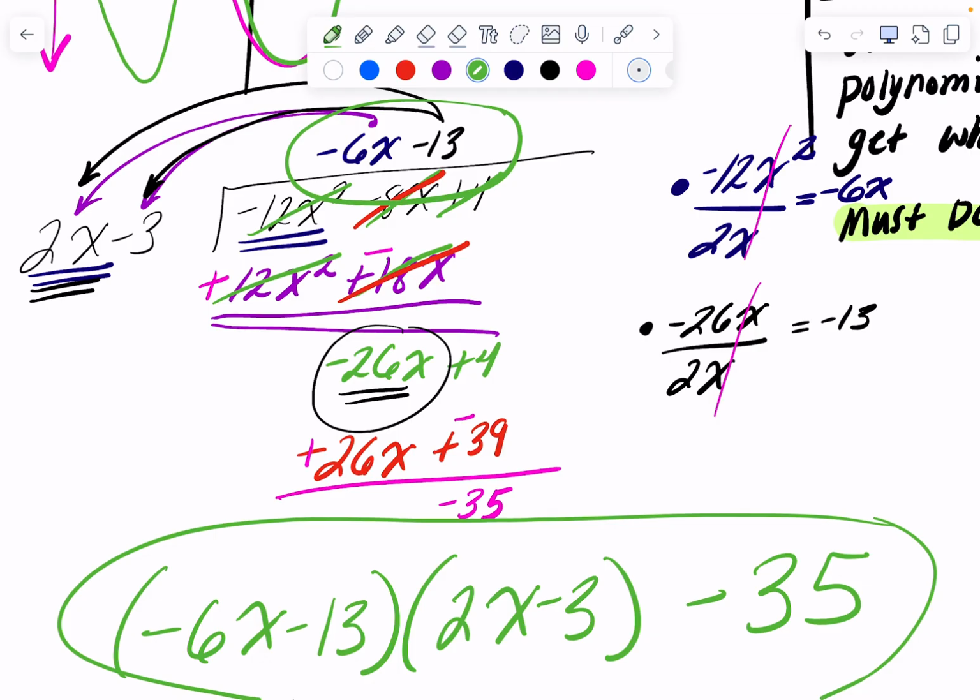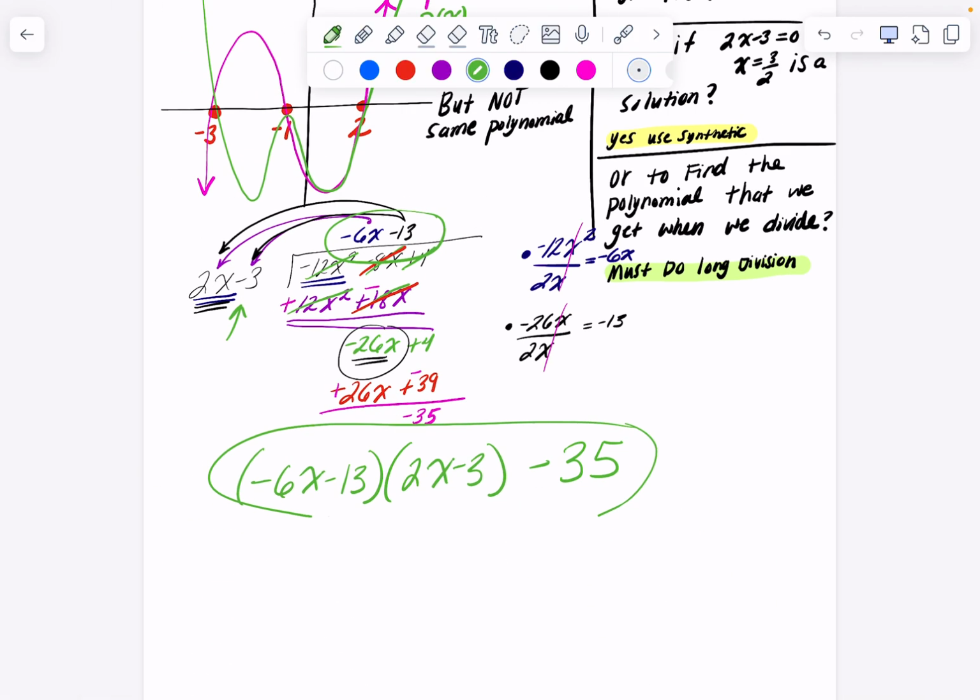So the answer is, is 3/2 a solution to the original polynomial? No. If we were just testing that, you could have done synthetic division and it would say no, and it would be fine. I'm just reiterating that you can still use synthetic division if all you're doing is trying to find if it is or isn't an x-intercept. Okay, good. All right, moving on.